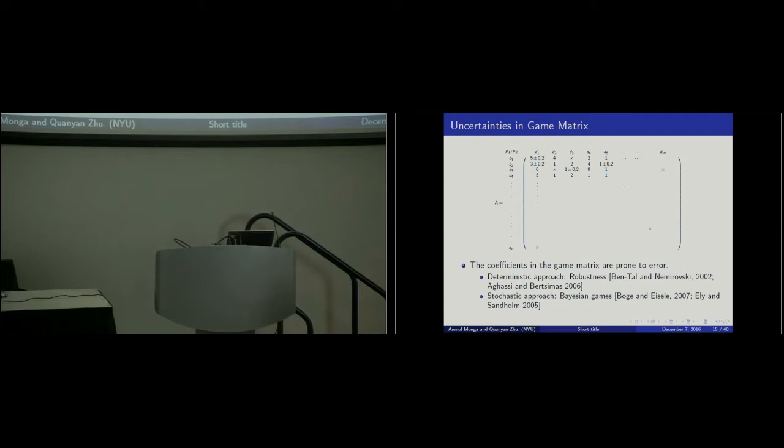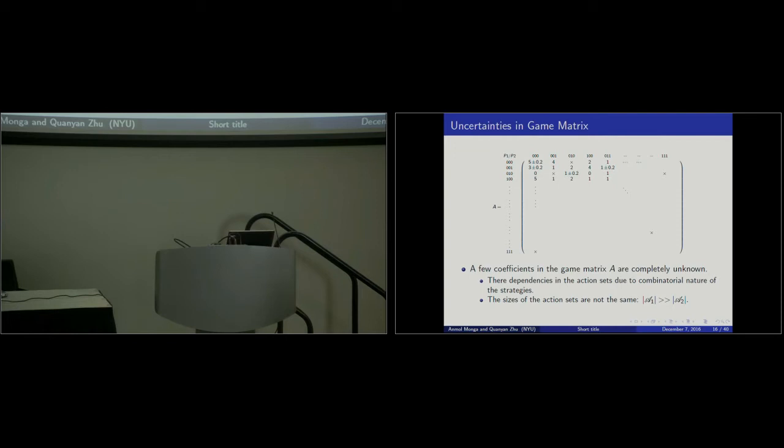For example, in the context of deterministic approaches, you can use the minimax type of approach, like robust optimization, to look at these types of uncertainties. And if you have Bayesian games, then you can look at Bayesian types of uncertainties. For the other type of uncertainties, since you do not know anything, if you really want to do something, you must have some extra information that allows you to complete this matrix. And this is where the low rank condition comes in.